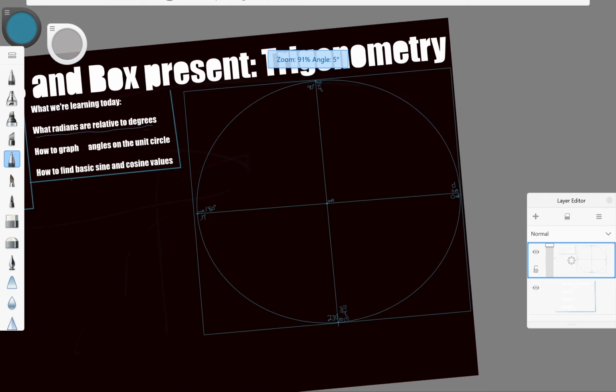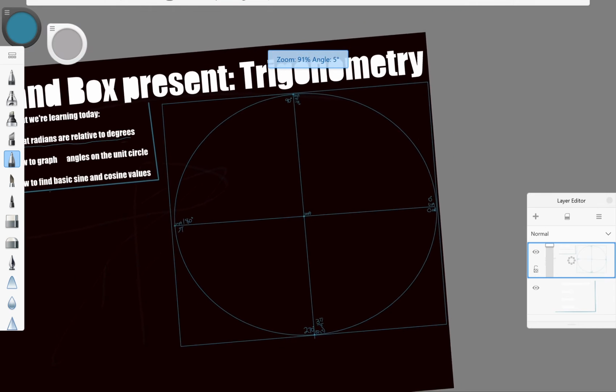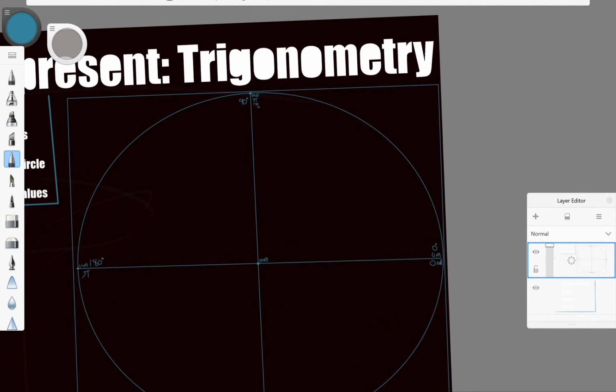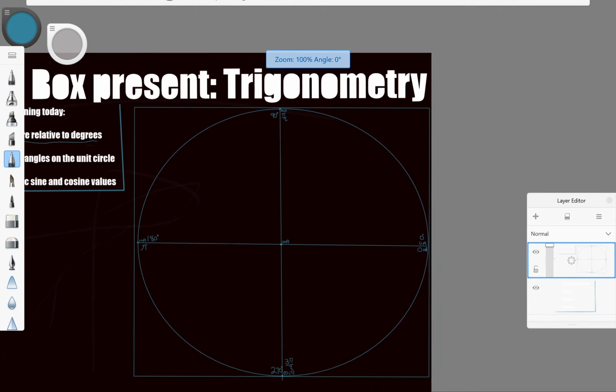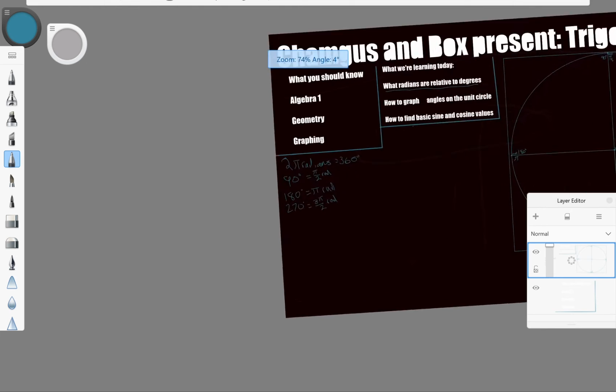Okay, so now we have this. What do we do with this? Well, let's label some more degree angles, which are going to be crucial in our step of starting to calculate sine and cosine values and finding angles on the unit circle, which is how to graph angles on the unit circle based on radians. So let's calculate the 45 degree angles. What would that be? I mean, like every 45 degree interval.